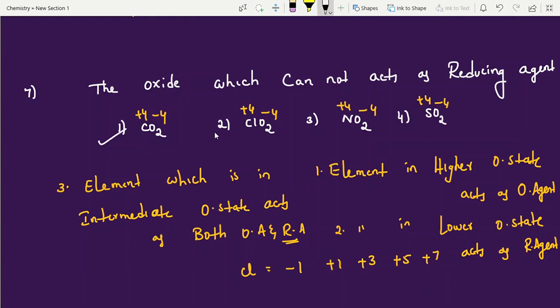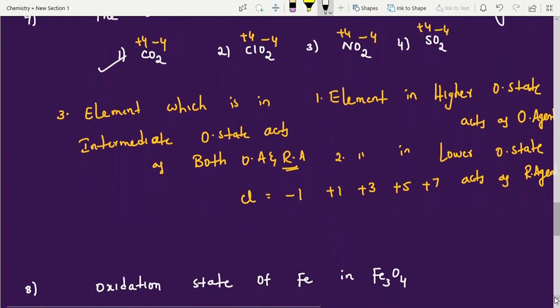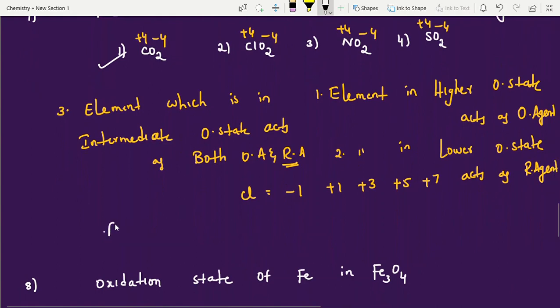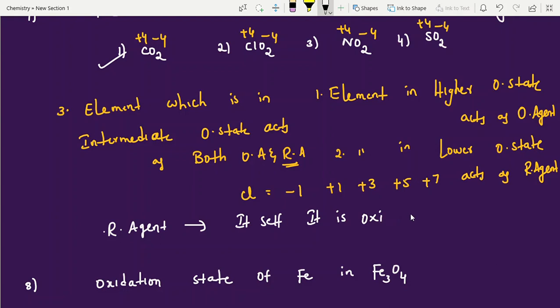See, reducing agent means itself it is oxidizing, right? But carbon's oxidation state ranges from -4 to +4. The highest oxidation state is +4; beyond that it is not possible. He is in higher oxidation state. Higher oxidation state acts as oxidizing agent. It cannot act as reducing agent.